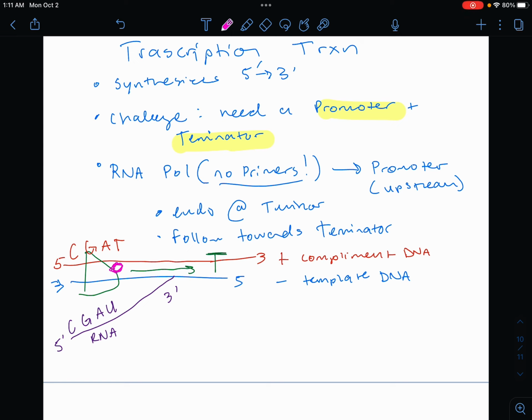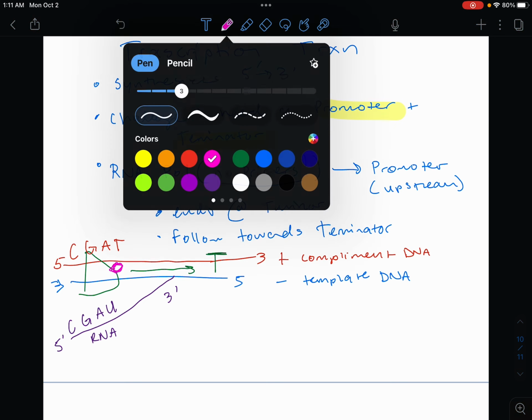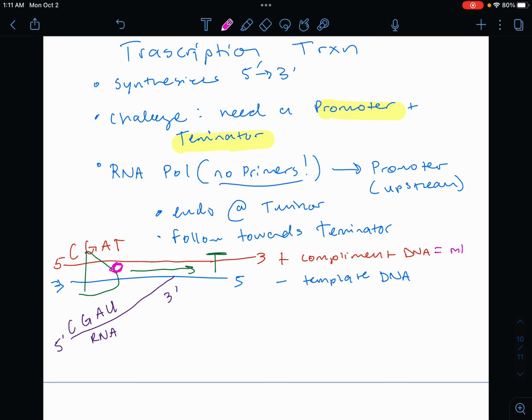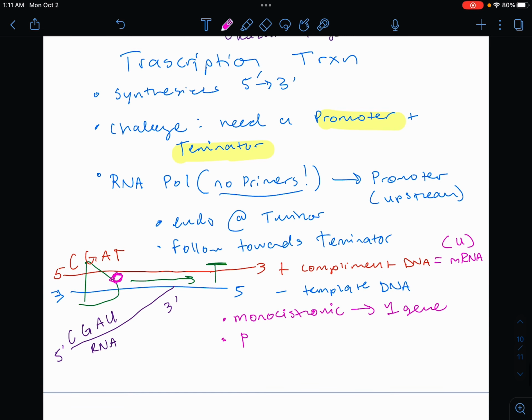We have some more terms. Again, complement DNA will have the same sequence as mRNA, but mRNA will have U instead of T. We have two terms here, monocistronic, and this means one gene. But in bacteria, we could also have polycistronic transcription where there are multiple genes. So polycistronic, this is many genes. Going to just highlight those because those are definitions.